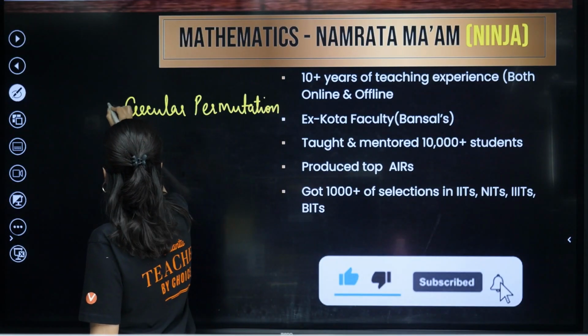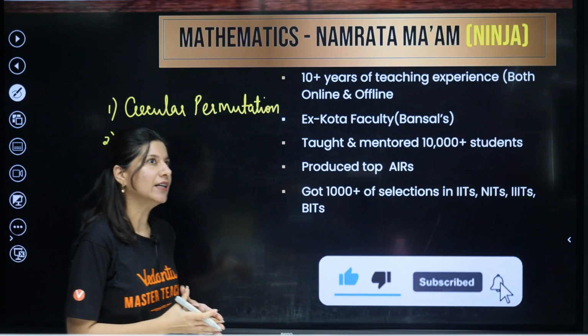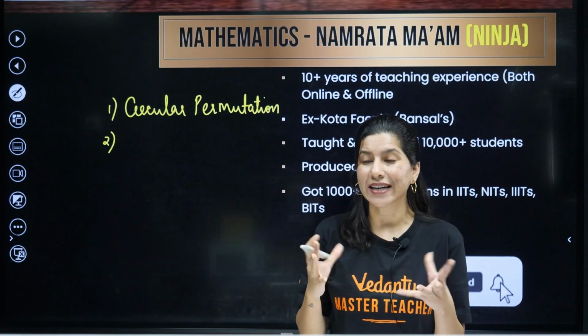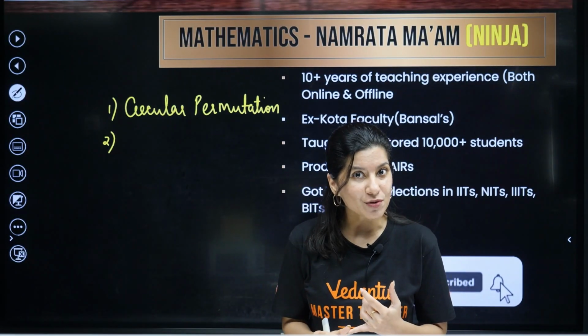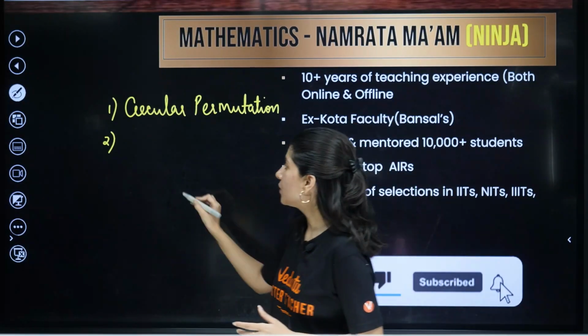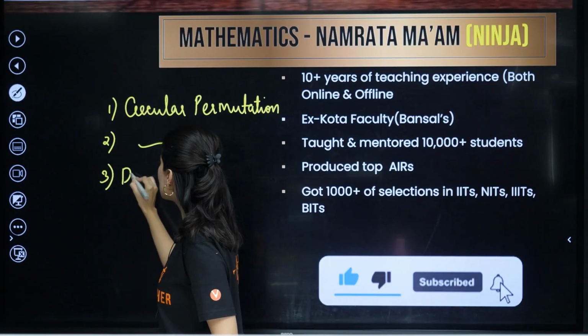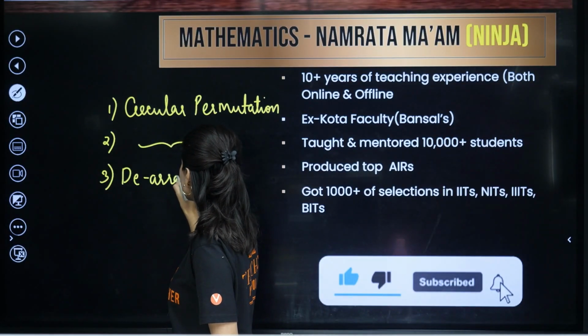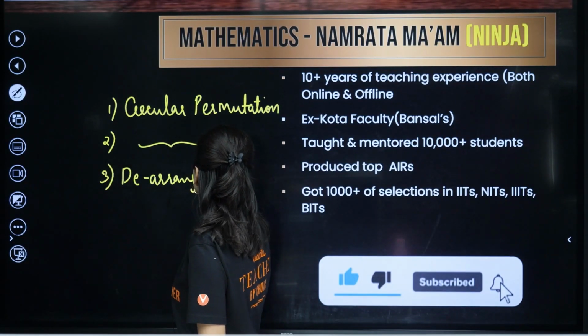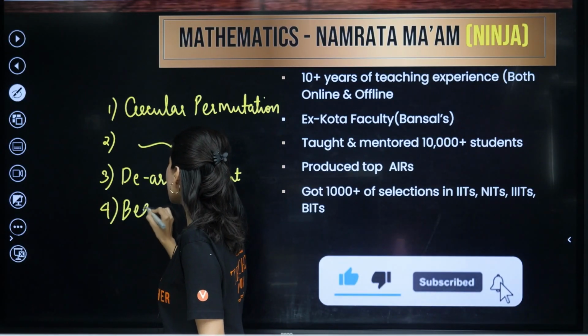Then next, we will move towards some problems wherein you have to arrange distinct objects, you have to arrange alike objects. So this is going to be the second topic. Third will be derangement. And we'll end the session with the fourth part, which is Beggar's method.